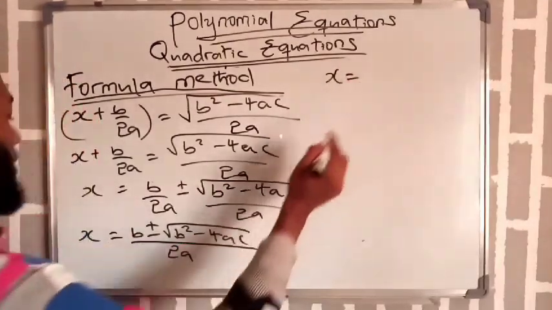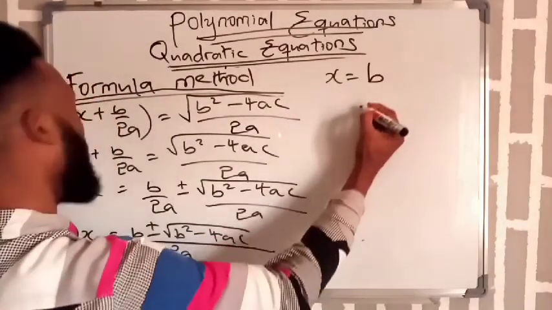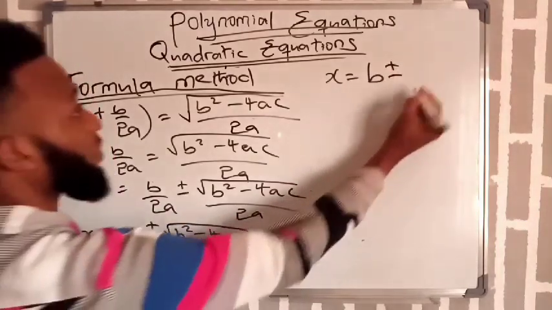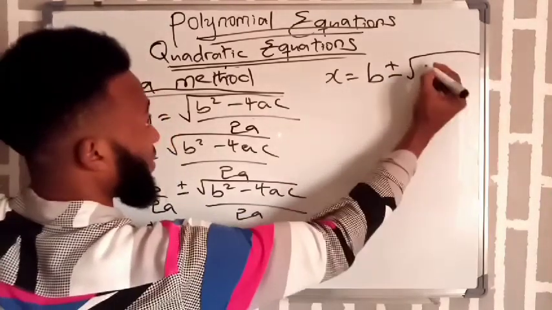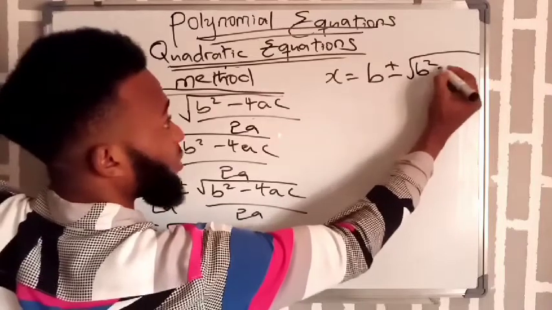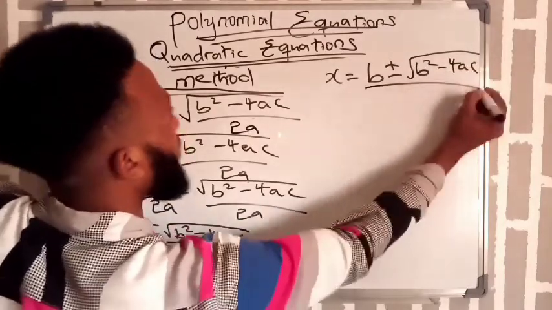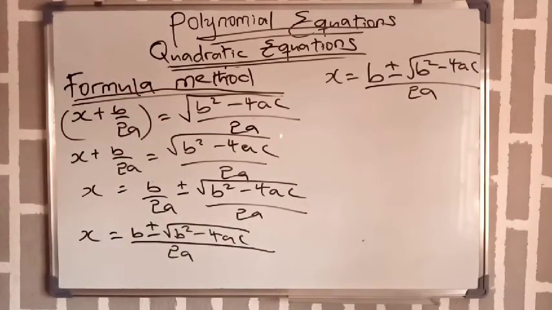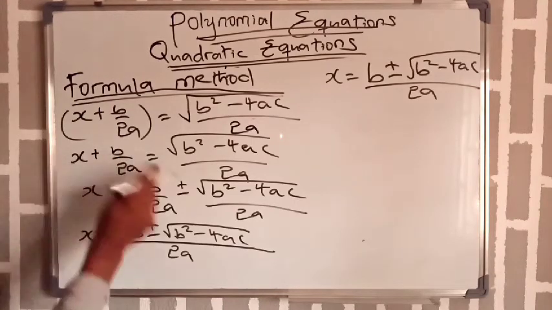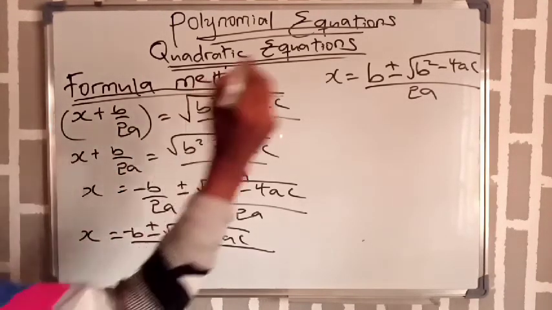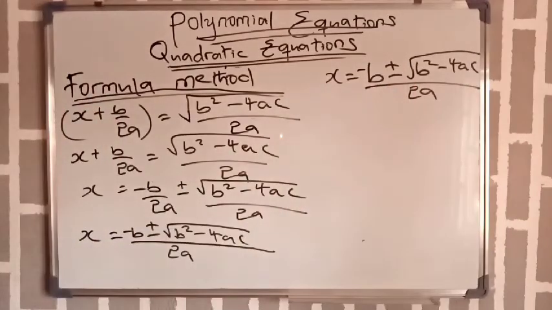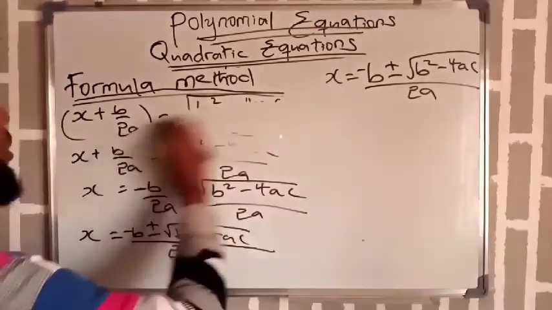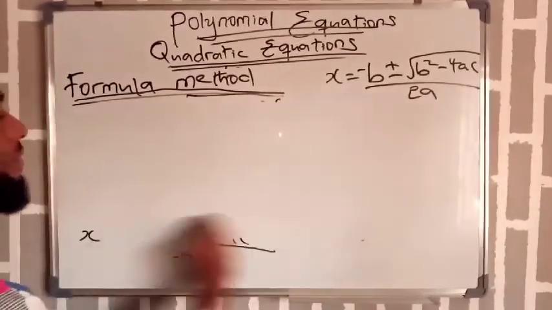So this is the formula for the formula method. Some call it Almighty formula, but I don't see anything very mighty about it. b squared minus 4ac all over 2a. Sorry, when this came here, it should be negative. It's minus b plus or minus b squared minus 4ac over 2a. That's what we're going to be using. So I'll just give you one example, then we apply that formula.